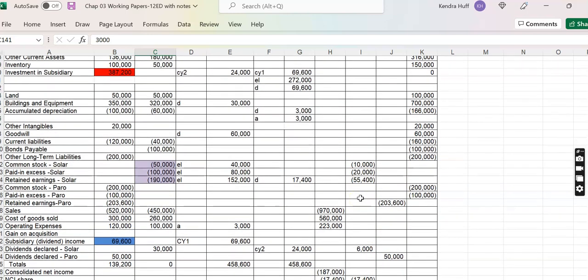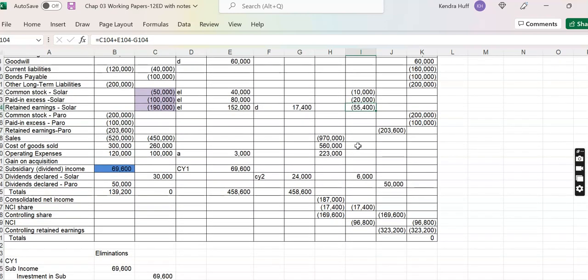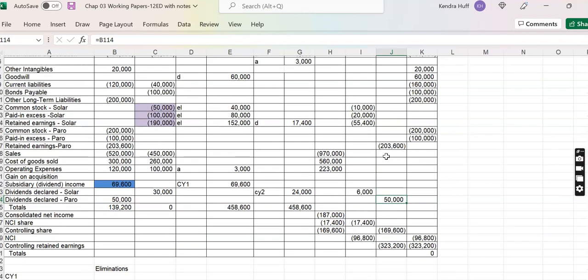So, once again, you'll be careful when you're doing this one. Make sure you put the NCI in the NCI column. Don't forget to carry over the dividends that are left. Okay. Same with the controlling retained earnings. Don't forget to carry over their dividends. And that is it.